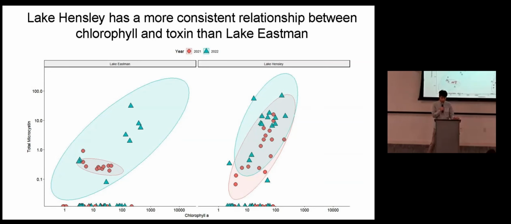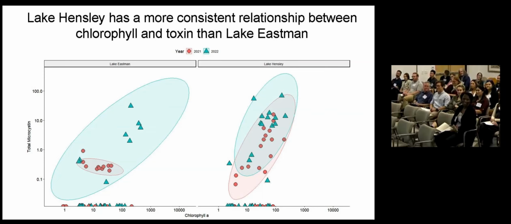And it's also important to note that the range of chlorophyll with detectable microcystin is similar to the range of chlorophyll without detectable microcystin. So this suggests that chlorophyll is not a good indicator of microcystin in these particular lakes, but we do typically see high microcystin detections occur simultaneously with higher chlorophyll. And then even though we do typically see higher biomass in Lake Eastman, we see a similar, if not lower, toxin concentration compared to Lake Hensley. And so this suggests that there are likely other factors influencing toxin.